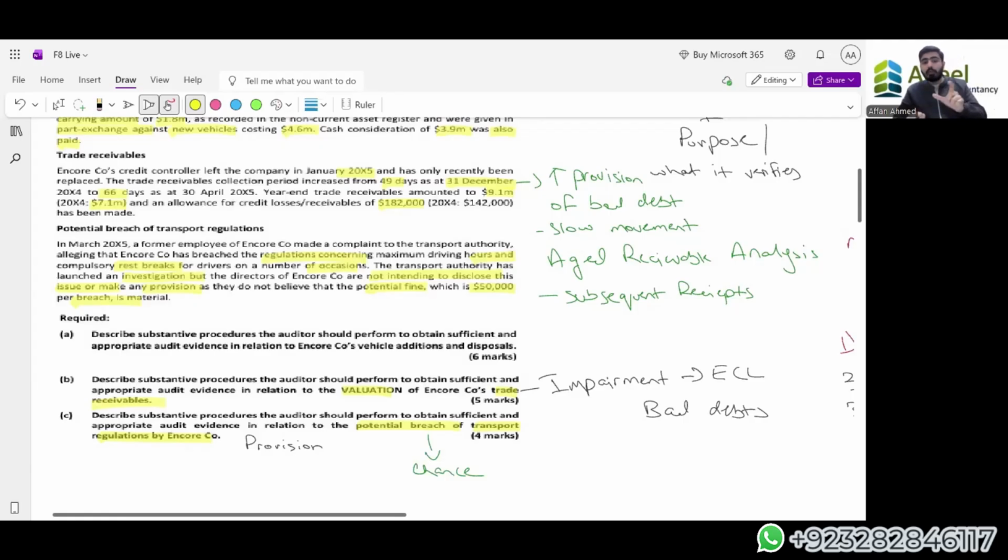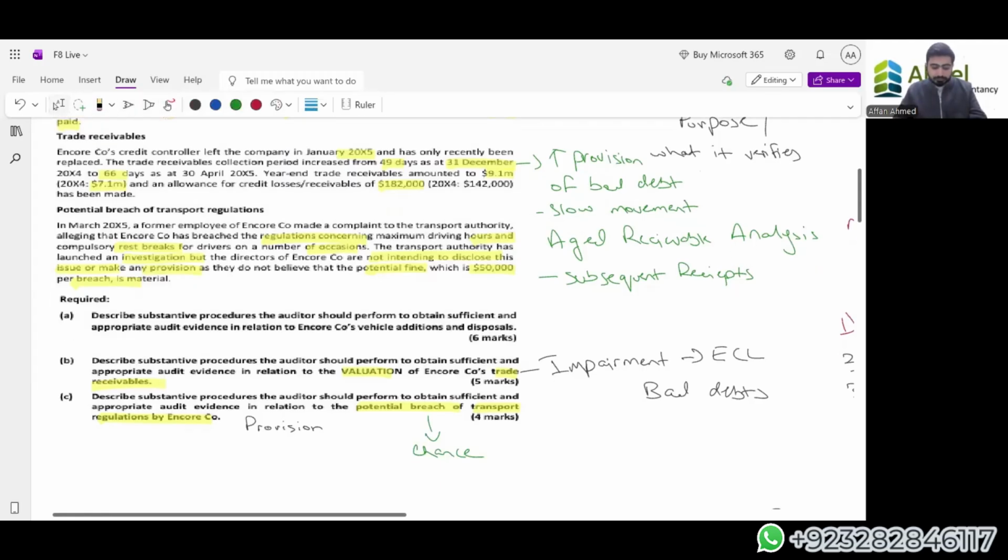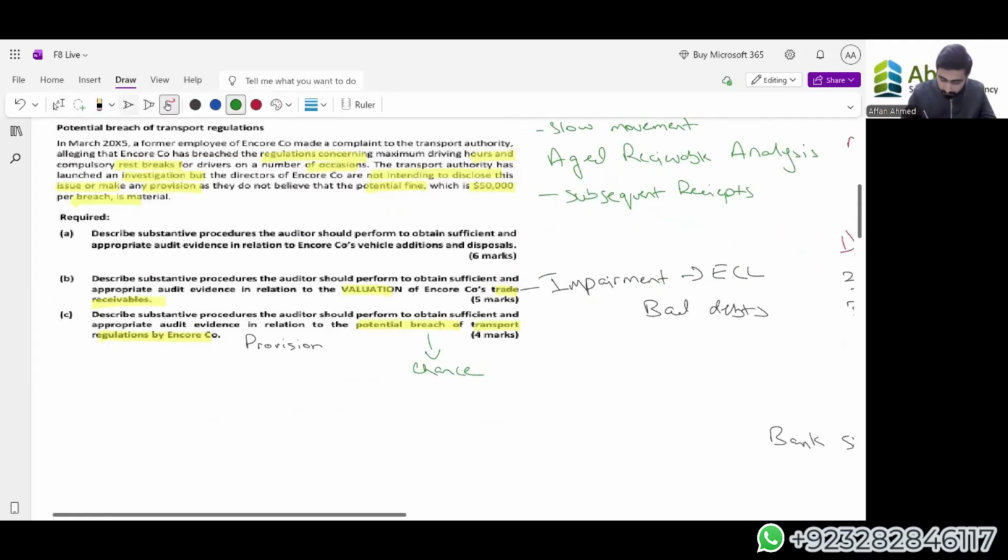Now in provisions, one common point that you can write is, in provisions, obtain management representation. You can write this point, and this might be considered a good point. Obtain management representation regarding any other breaches they know about.